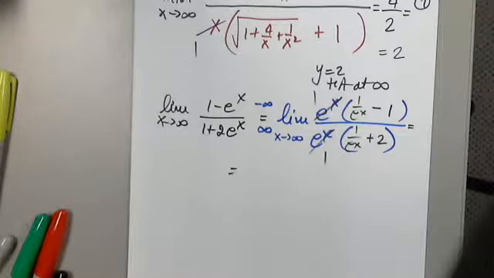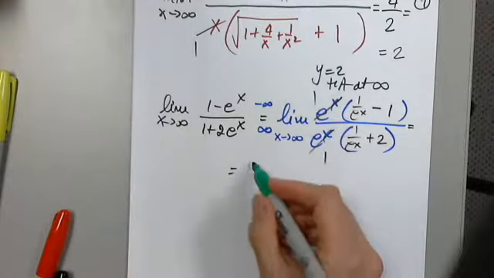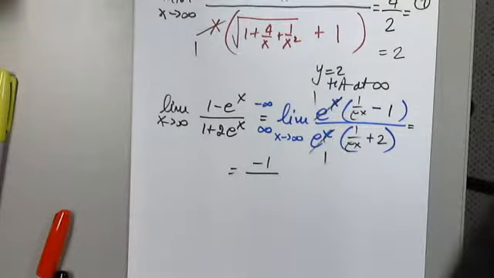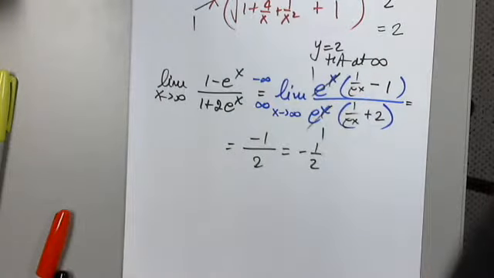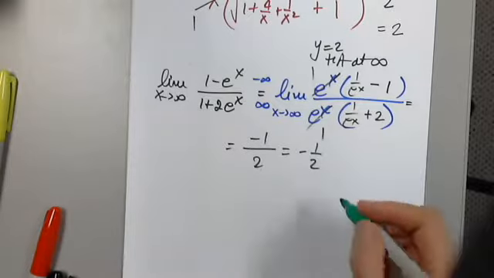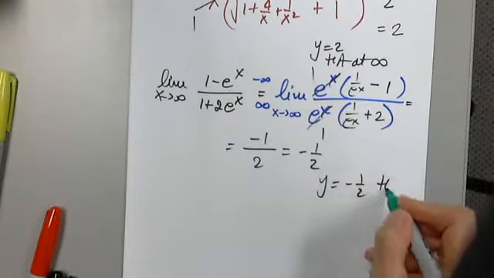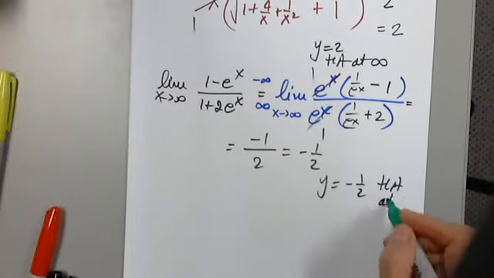What do I get at the top? Very good. Negative 1. What do I get in the denominator? 2. So the answer is negative 1/2. What do we conclude about this function? What does this limit tell us? Yes, at infinity.